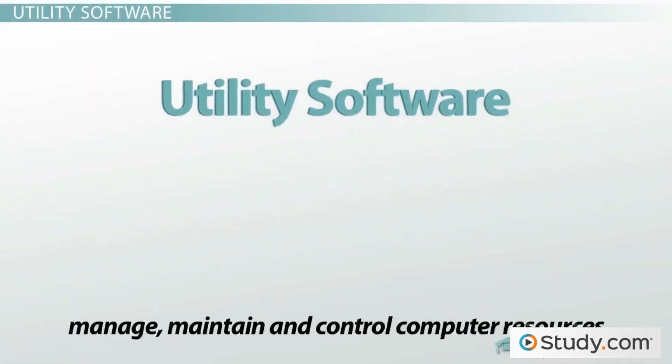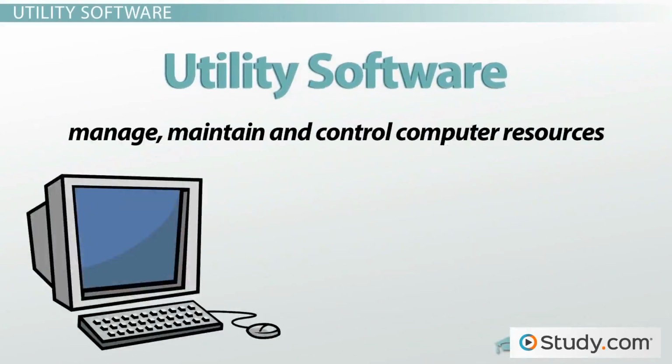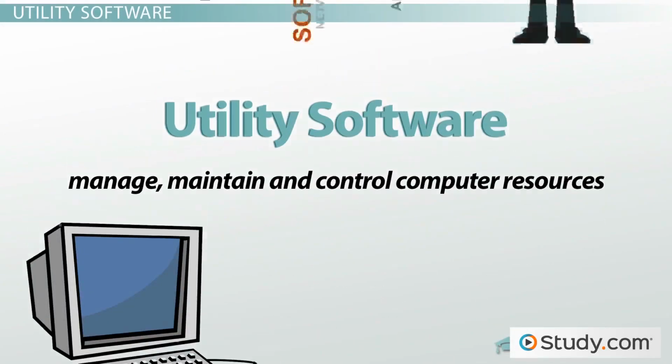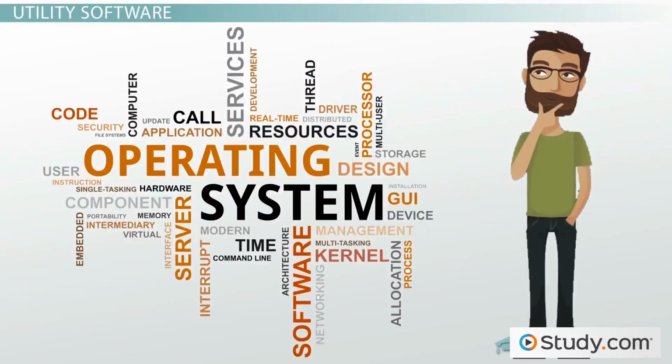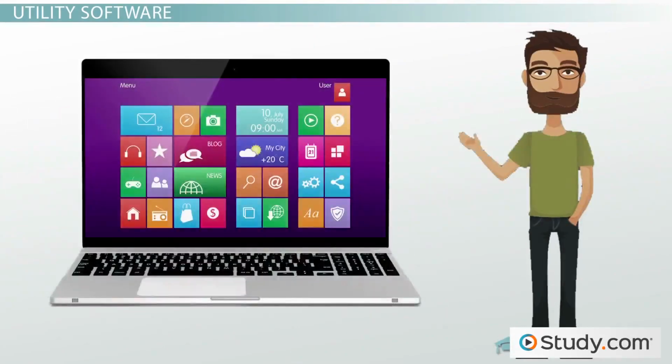Utility software helps to manage, maintain, and control computer resources. Operating systems typically contain the necessary tools for this, but separate utility programs can provide improved functionality. Utility software is often somewhat technical and targeted at users with a solid knowledge of computers.